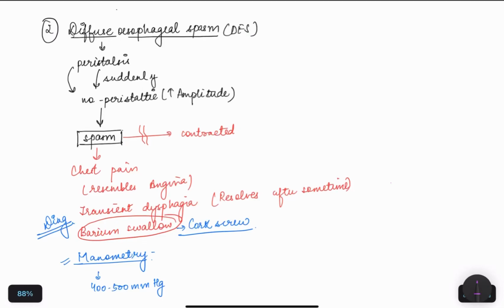So today we are going to continue our topic, that is motility disorders. First we already studied about achalasia. Now we'll study about diffuse esophageal spasm.